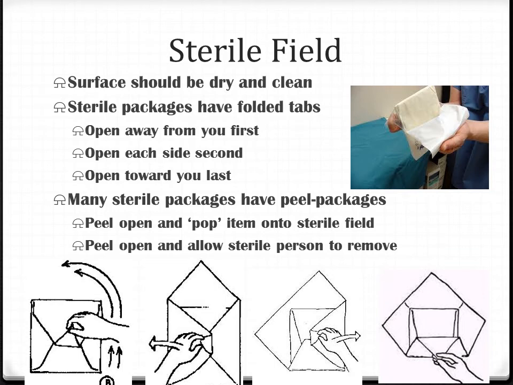And your sterile field. Remember, your surface should be dry and clean. Your sterile packages have folded tabs. Make sure you open away from you first, open each side second, and open toward you last. Many sterile packages are going to be in peel packets, so peel those open and you can pop them onto a sterile field, or peel them open and allow the person who is sterile to remove it.